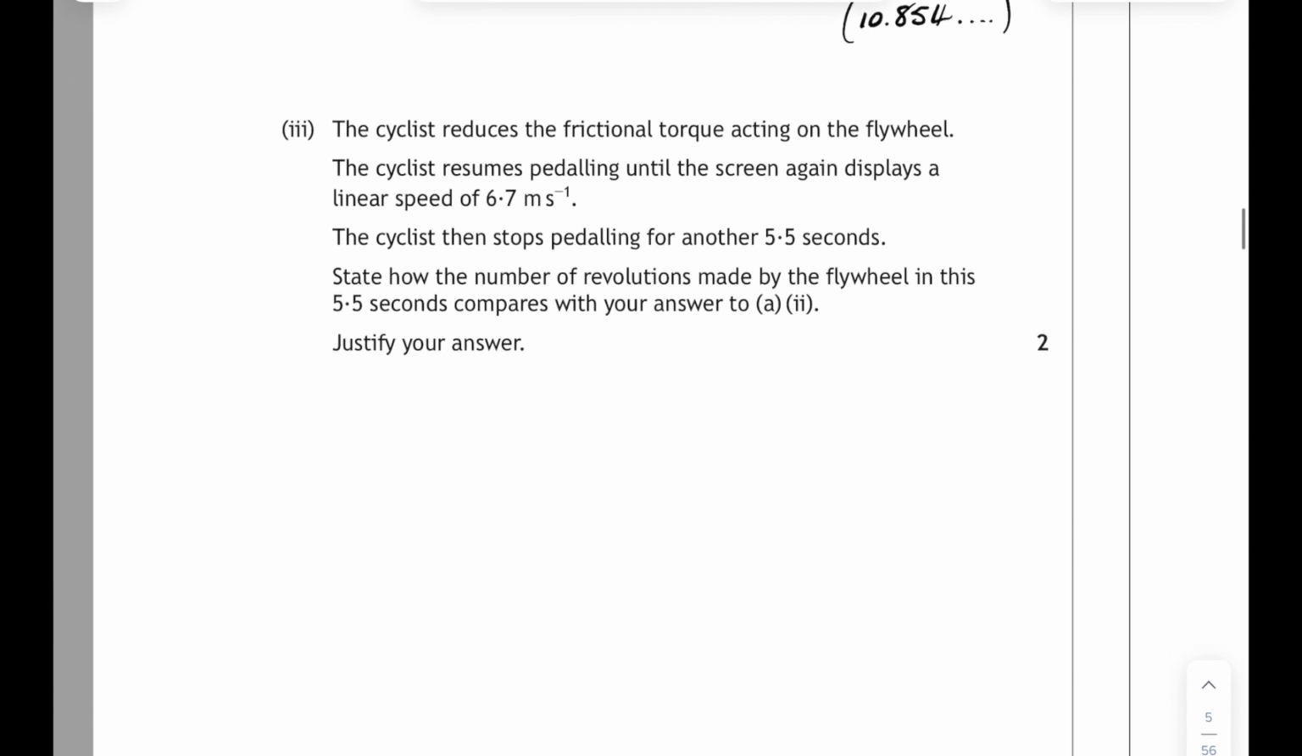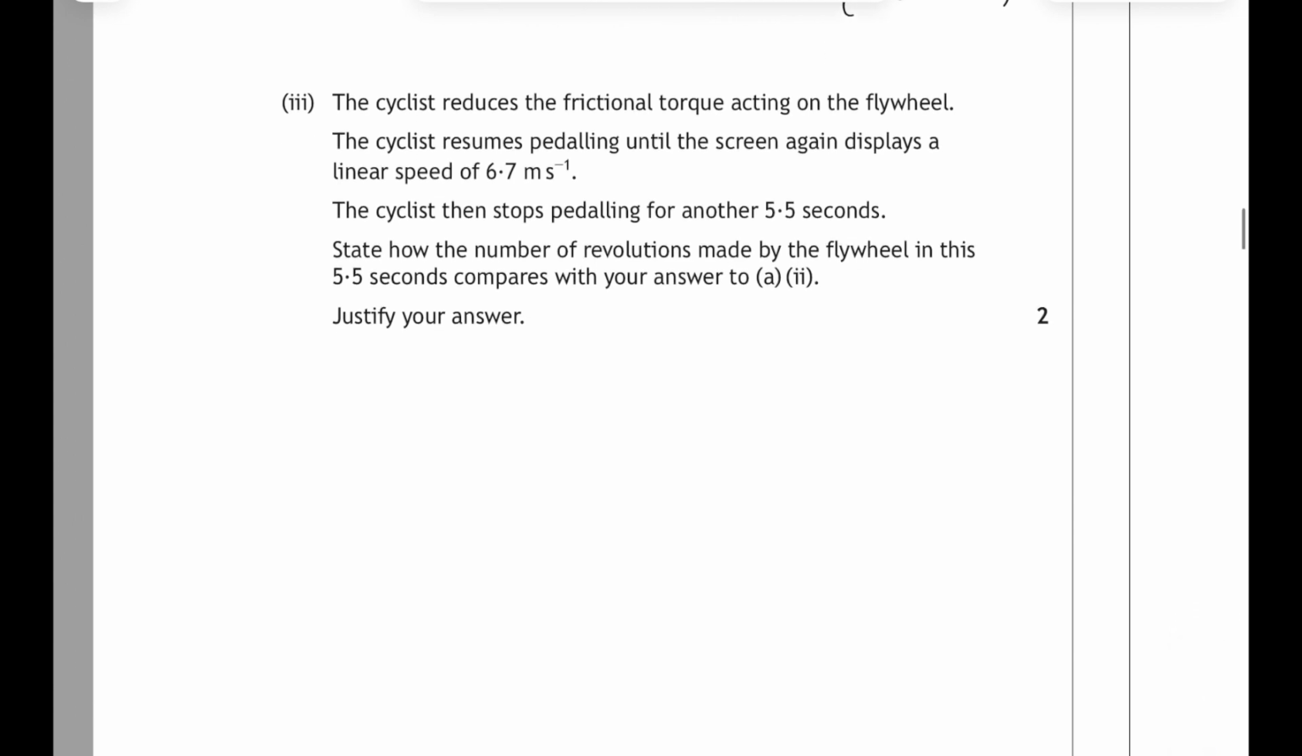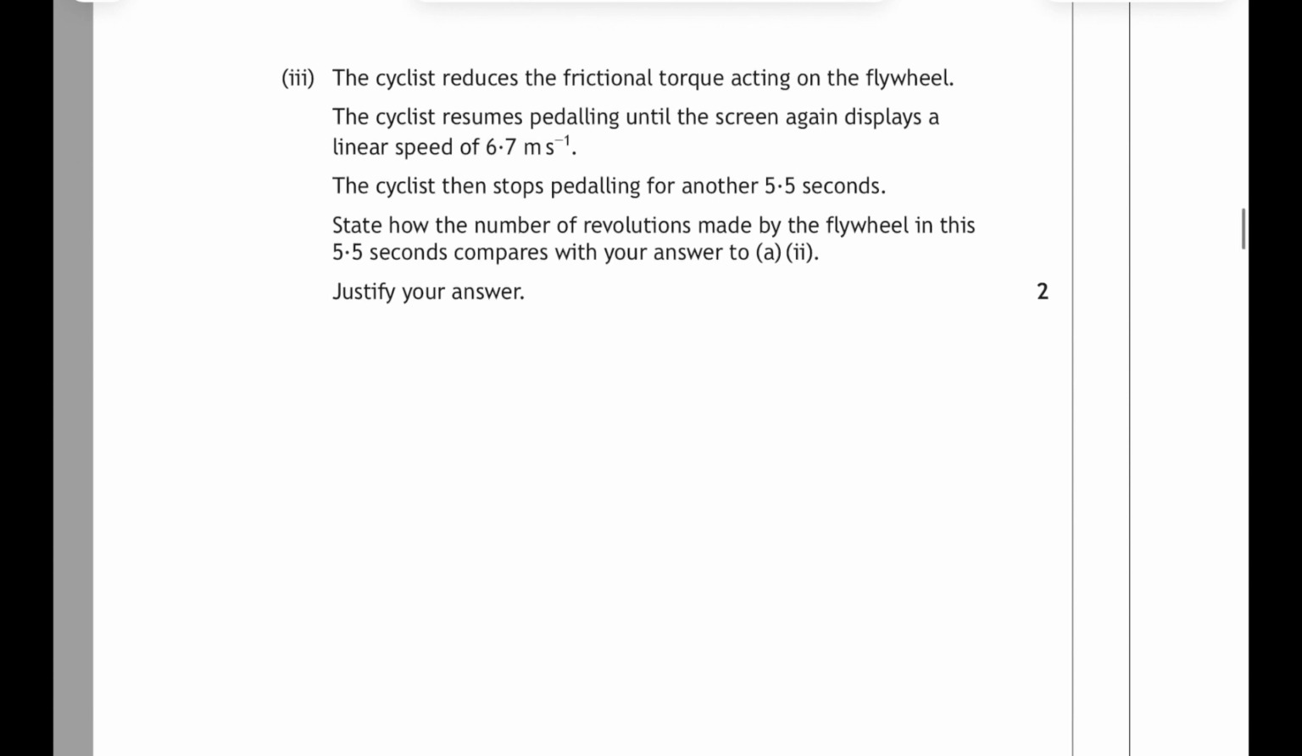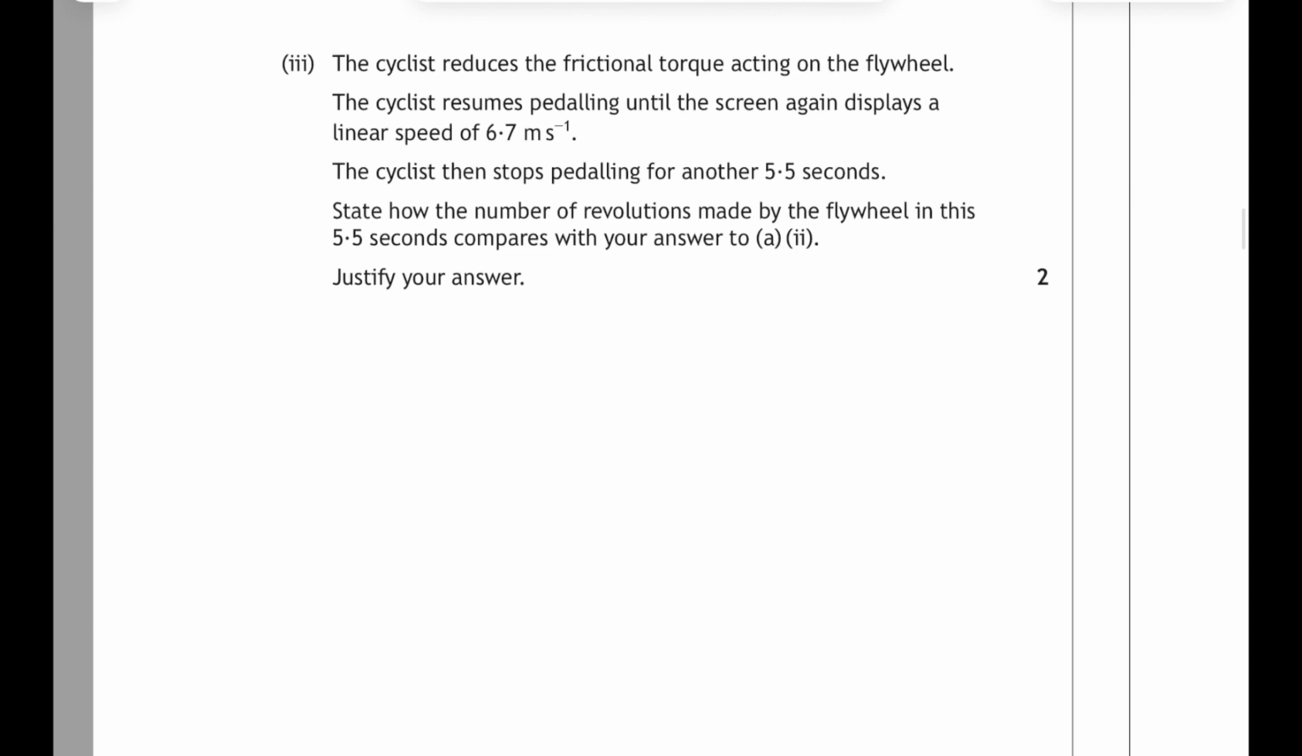In part 3, the cyclist reduces the frictional torque acting on the flywheel. Now, torque doesn't appear until the next key area, which is rotational dynamics, but it's crept into this question. So the frictional torque is reduced, the cyclist resumes pedalling until the screen again displays a linear speed of 6.7 meters per second, and the cyclist then stops pedalling for another 5.5 seconds. And we have to state how the number of revolutions made by the flywheel in this 5.5 seconds compares with your answer to part 2, and we have to justify our answer.